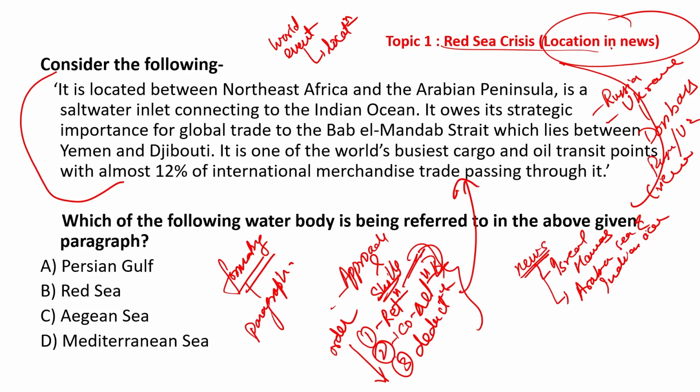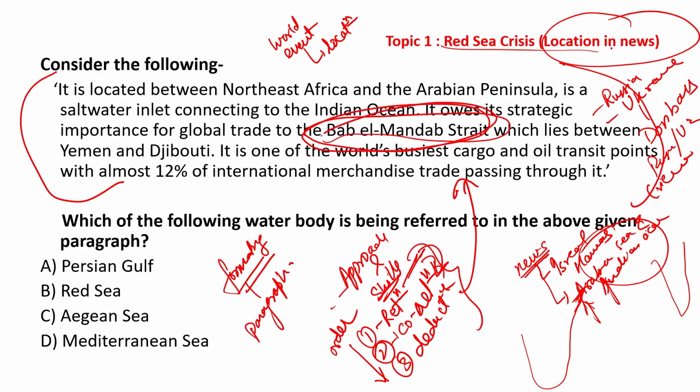It is located between Northeast Africa and Arabian Peninsula. If I draw a map of Africa and somewhere this is India, this is the Arabian Peninsula. So between Northeast Africa, that is this part, and the Arabian Peninsula is a saltwater inlet connecting the Indian Ocean. It owes its strategic importance for global trade to the Bab el Mandab Strait. Again, this Bab el Mandab Strait has been in news, which lies between Yemen and Djibouti. It is one of the world's busiest cargo and oil transit points, with almost 12% of the international merchandise trade passing through it. Which of the following water body?